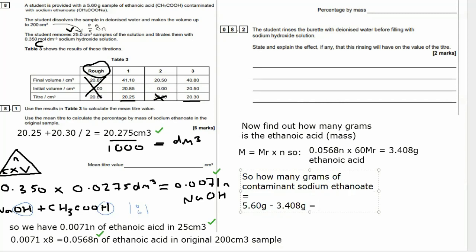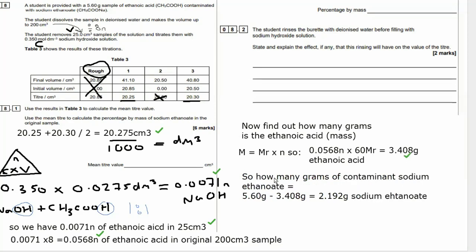Now, the final answer is to work out the percentage of that sodium ethanoate in the original. So we want to do 2.192 grams of sodium ethanoate over the original 5.6 and times 100. And that will give us our final answer for a whopping 6 marks. We're working out the percentage by mass. So 2.192 divided by 5.60 times 100, what's that? 39.14%. Voila.